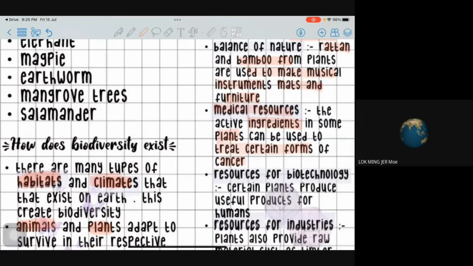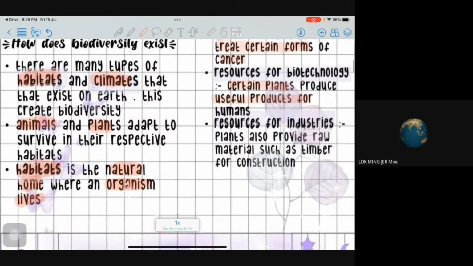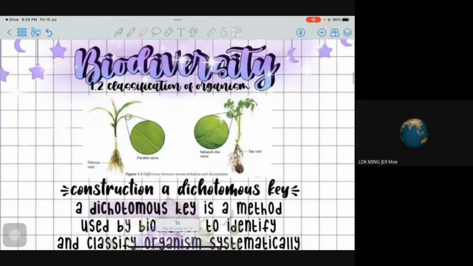Okay, and then resources for biotechnology. Certain plants produce products for humans, right? Another one is resource for industry, where plants also provide raw materials such as timber for construction. Timber is like logs. So that is why biodiversity is very important for us. We have a lot of uses for them and it is very important.